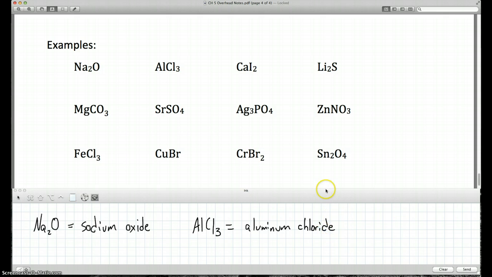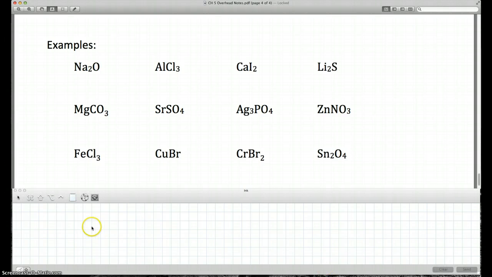So naming is really pretty simple, especially these basic examples. You just name them in the exact same order as the formula. If I just gave you the chemicals without the formula, you name the positive one first, or a trick is from left to right on the periodic table. The trick almost always works.